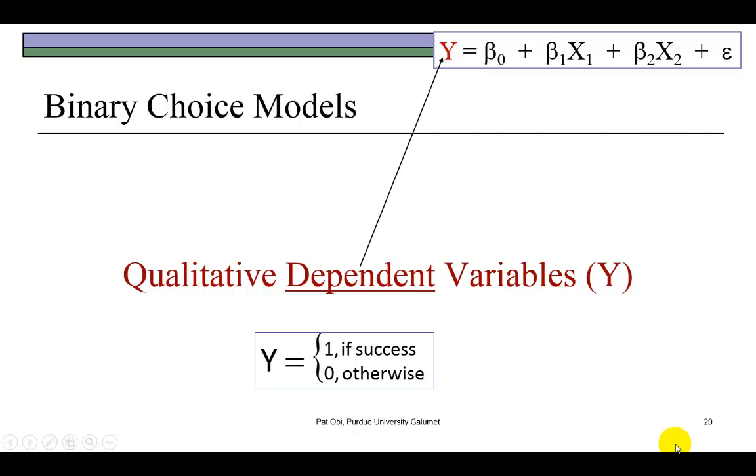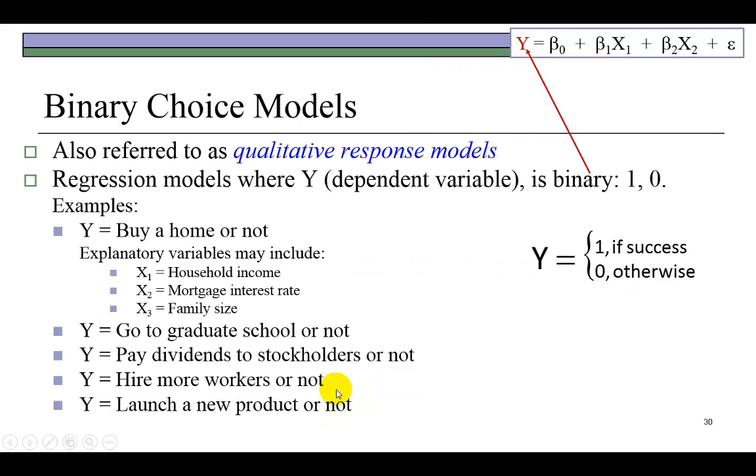This presentation on binary choice models discusses regression models where the response variable y is a binary variable in that y takes on the value 1 if the success criterion is met, 0 otherwise. Now, as I note here, binary choice models also go by the name qualitative response models, and I show some examples right here, such as the decision as to whether or not to buy a home. Here, y would take on the value of 1 if a particular family decides to buy a home, 0 otherwise.